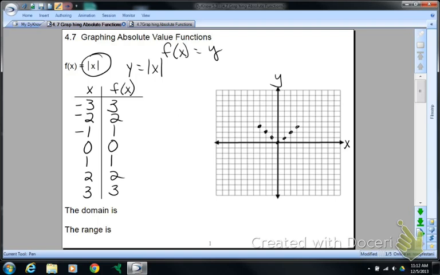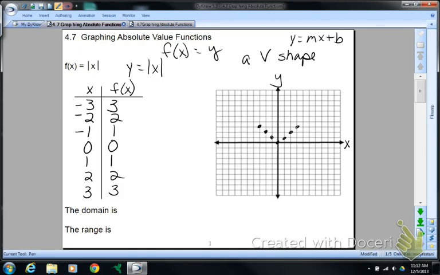When we plot these points, we look at this. Is this a straight line? No, well, I knew it wasn't going to be a linear function. For it to be a linear function, it'd have to be in the form of y equals mx plus b. Is this equation in that form? No. So I knew it was not going to give me a straight line. All absolute value functions are a V-shape.